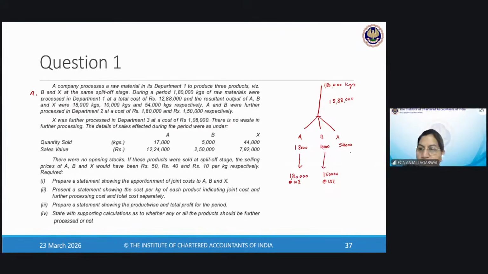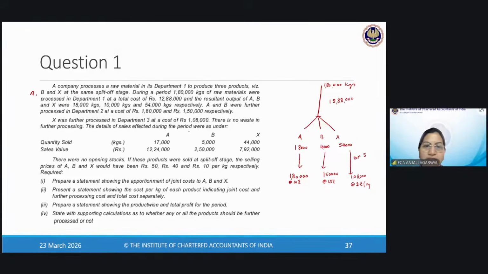X was also further processed, but this was processed in a separate department, department 3. And this cost 1,08,000. So 54,000 kgs processed at 1,08,000, that means at the rate of 2 rupee per kg. So post separation cost per unit we have found 10 rupee, 15 rupee and 2 rupee. There is no waste in further processing. That means the output after further processing is exactly 18,000, 10,000 and 54,000.